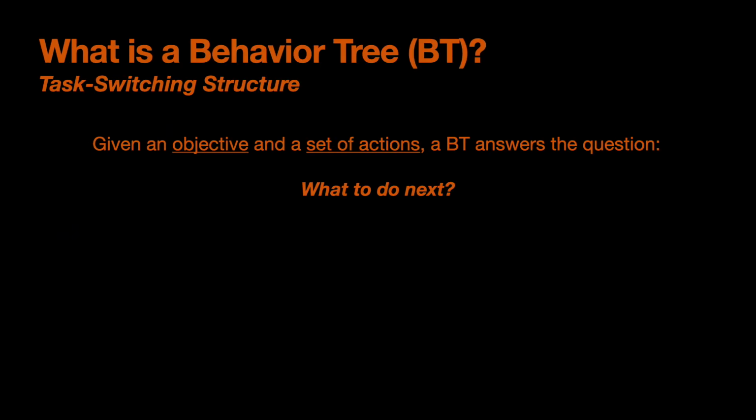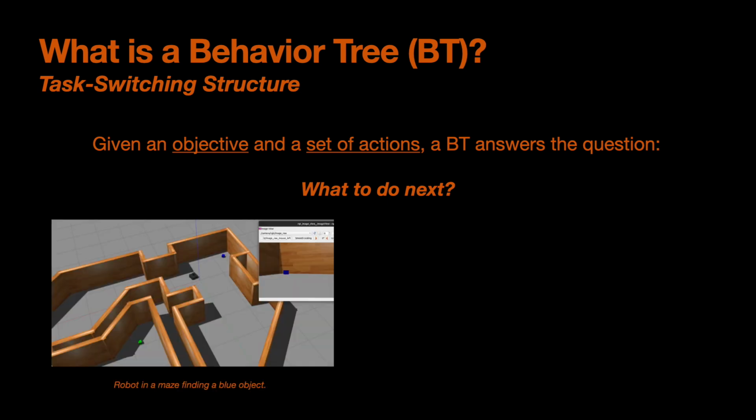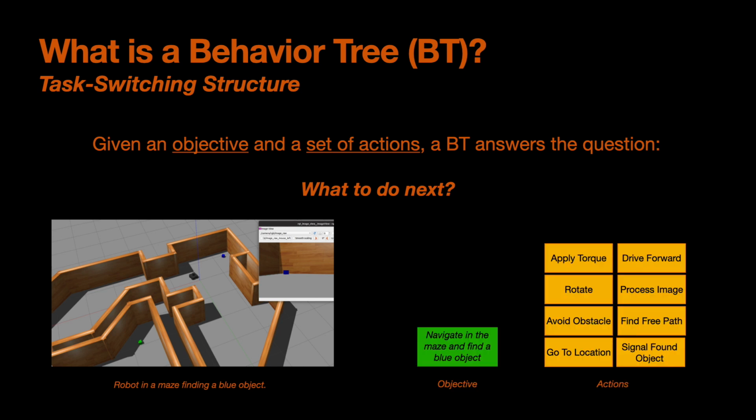So the first question to ask is really, what is a behavior tree? It's a task switching structure, which, given an objective and a set of actions, answers this question of what to do next. So let's say we have a setting of a robot in a maze and it wants to find a blue object. That objective is to navigate in the maze and find a blue object.